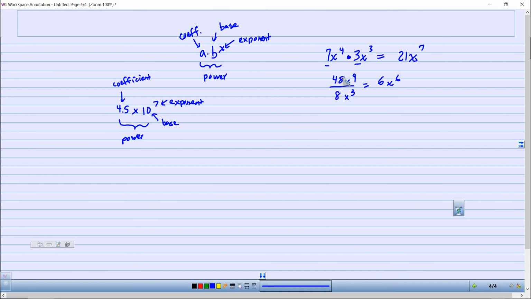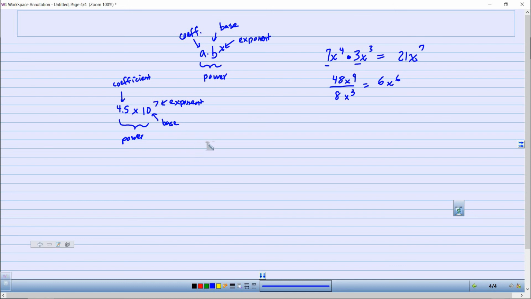So when you have coefficients, the coefficients just do whatever the problem says to do. In an addition problem, you add the coefficients. In a subtraction problem, you subtract the coefficients. Multiplication, multiply; division, you divide. So when I am multiplying numbers in scientific notation, I will multiply the coefficients and I will add the exponents.